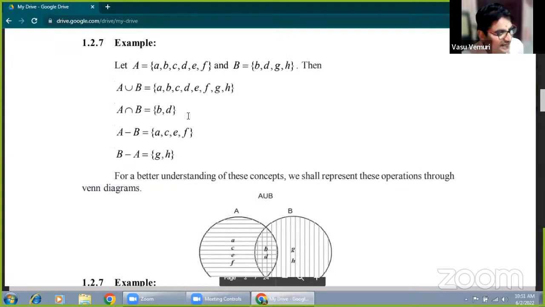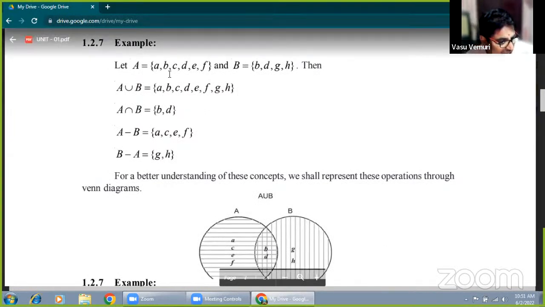See this example. Capital A equals {a, b, c, d, e, f}. These are all alphabetical small letters, which are objects, represented as elements of the set capital A. Another set is defined, capital B equals {b, d, g, h}. These problems are also practiced in the lower classes.